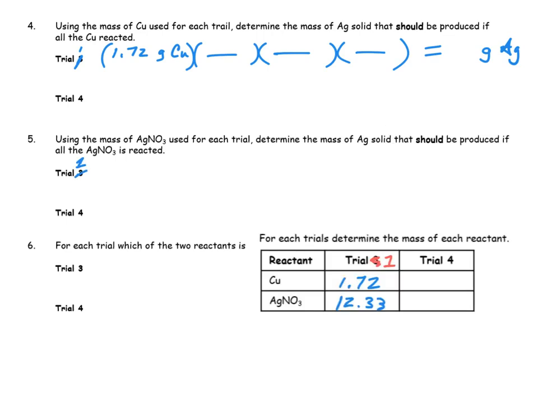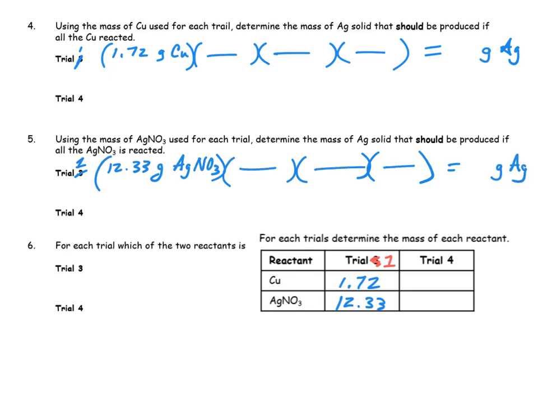Question number 5, using the mass of silver nitrate, determine the mass of silver that should be produced if all the silver nitrate was used up. So for trial number 1, we started with 12.33 grams of silver nitrate. And we want to know how many grams of silver that will make. A stoichiometry problem ending with grams of silver. 3 steps. You'll have to do it twice. Once for trial 3, once for trial 4.